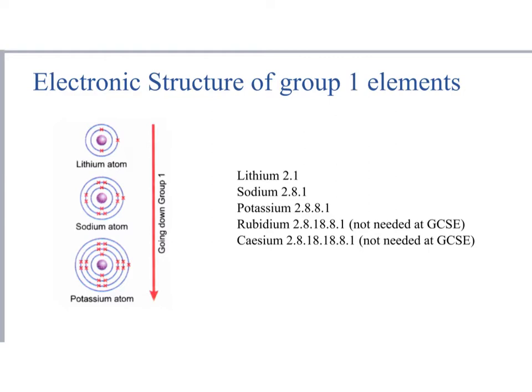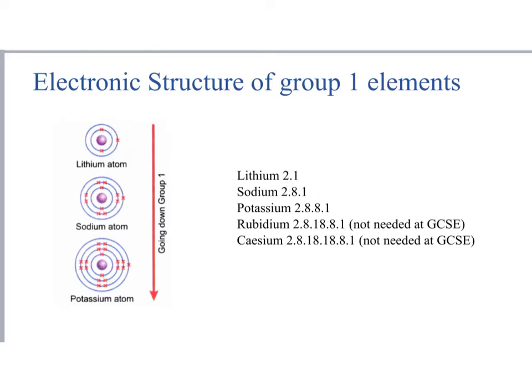What have they got in common? What is different? What is it like in the first place? So the three elements that you need to be aware of are the first three in that group. Starts with lithium, then sodium, then potassium. We write their electronic structures in a list of numbers. That number tells you how many are on the first shell, how many in the second shell, and so on.